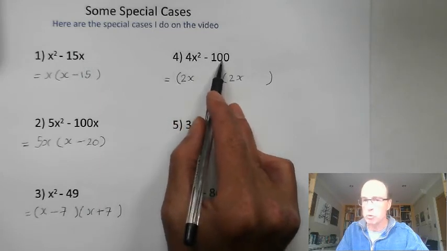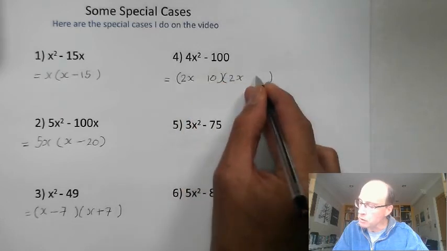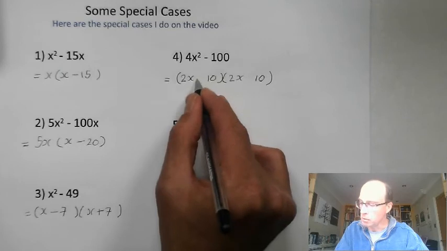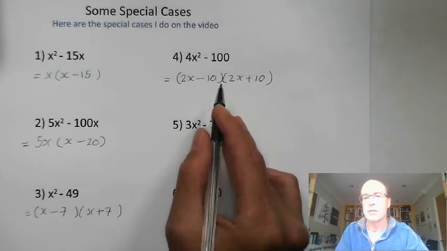And then I need to square root my 100. Well, that's going to be 10. That's going to go on the right hand side of both of the brackets, and I need one negative and one positive, and I've factorised the expression.